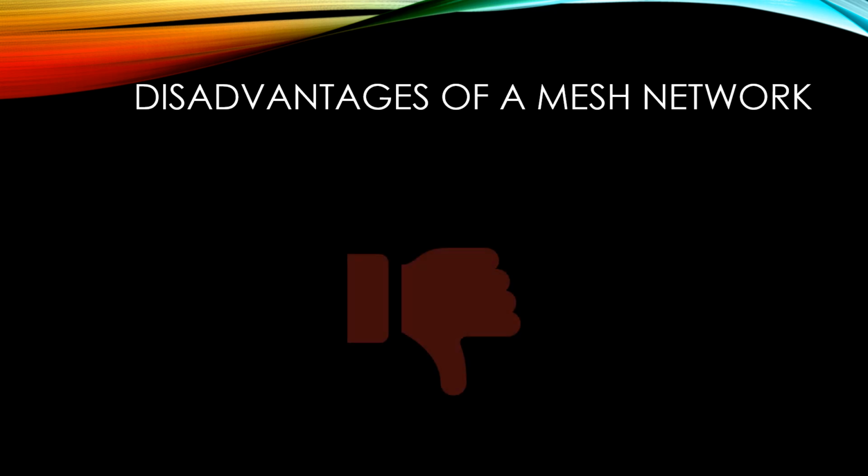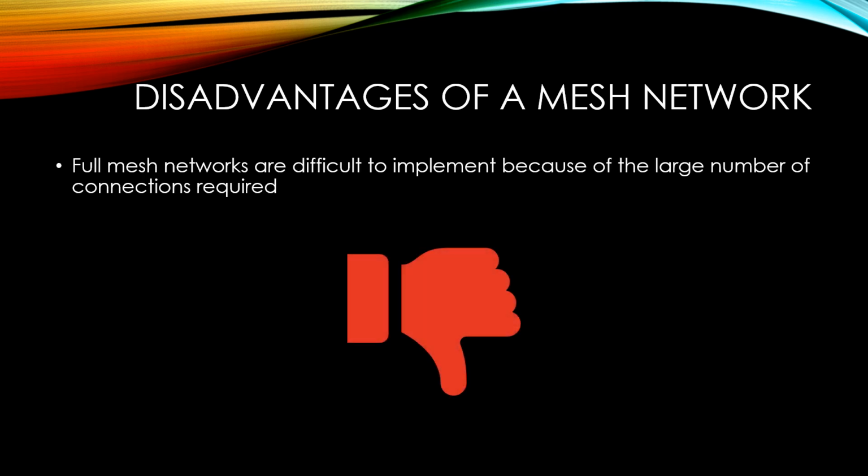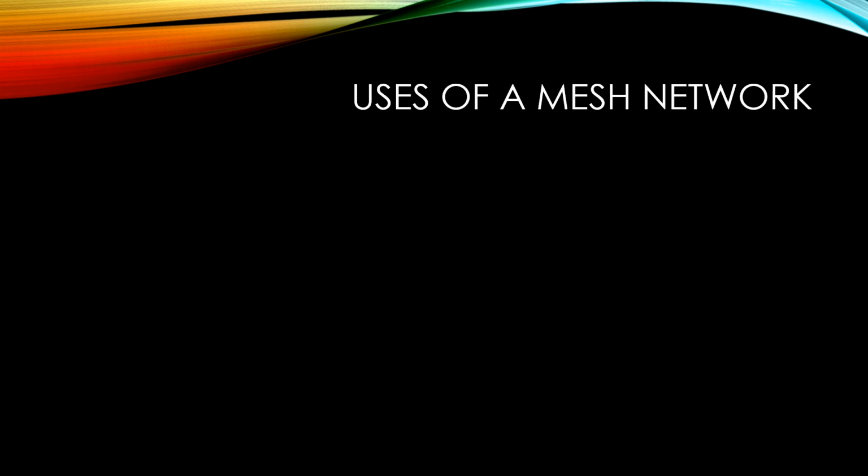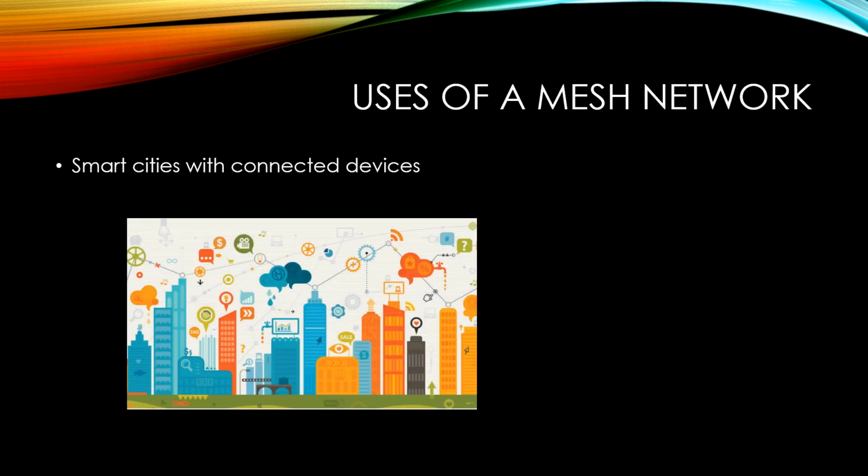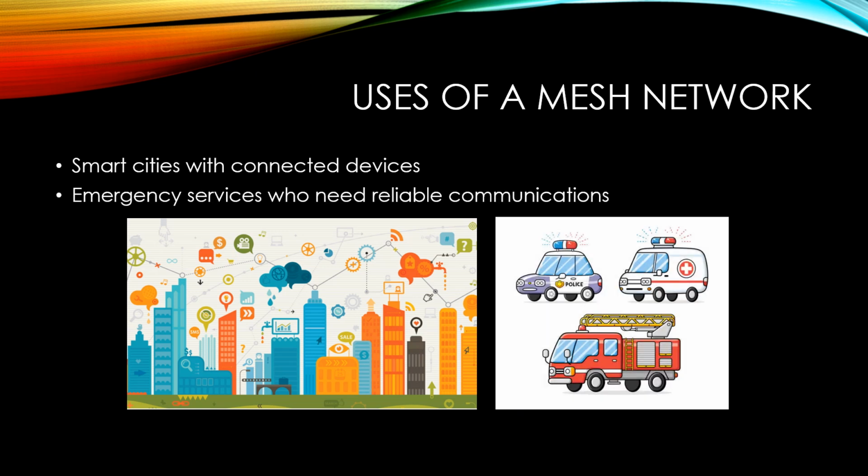Some disadvantages of mesh networks include: full mesh networks are difficult to implement because of the large number of connections required, and maintenance is very difficult in a mesh network. Smart cities with a lot of connected devices are likely to use a mesh network. This allows for things like traffic sensors and traffic cameras to be able to talk to the traffic lights and help reduce congestion. Emergency services need reliable communications and therefore often use a mesh network due to its high reliability.